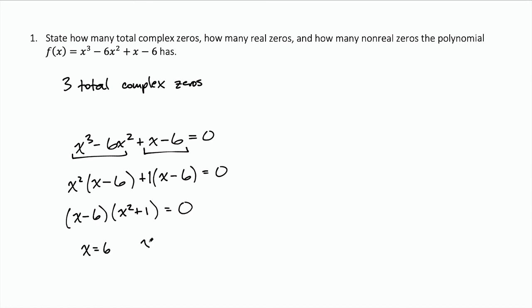But for x squared plus 1, if we set x squared plus 1 equals 0 and solve for x, we subtract 1. And then to take the square root, well, the square root of negative 1 is plus or minus i. So there are 2 non-real zeros and 1 real zero. So 1 real and 2 non-real.